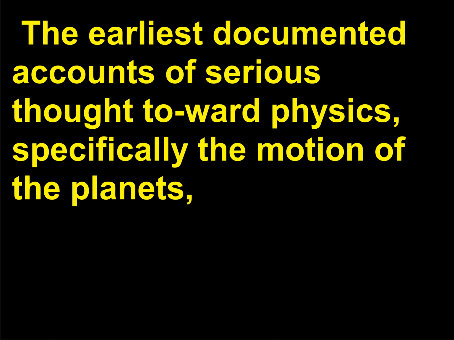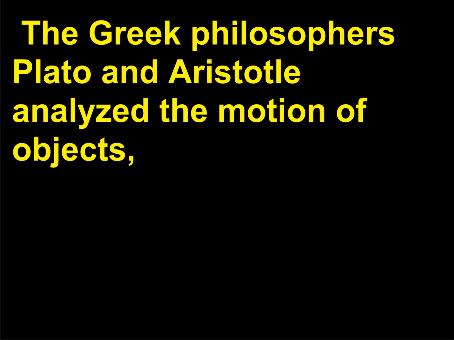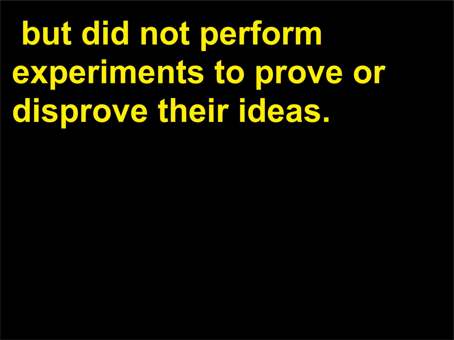The earliest documented accounts of serious thought toward physics, specifically the motion of the planets, date back to the years of the Chinese, Indians, Egyptians, Mesoamericans, and the Babylonians. The Greek philosophers Plato and Aristotle analyzed the motion of objects, but did not perform experiments to prove or disprove their ideas.